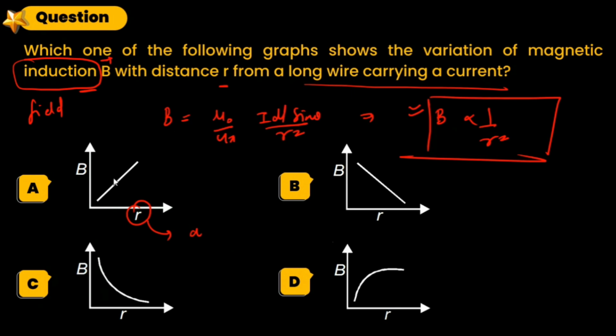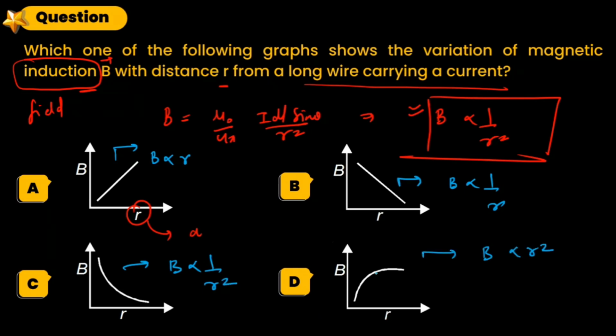Let me give you the hint. This graph represents the proportionality that B is proportional to R. This graph gives us that B is inversely proportional to R. This graph shows us the magnetic field is inversely proportional to R square. And this graph shows that the magnetic field is directly proportional to R square.